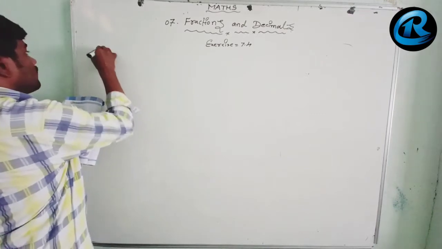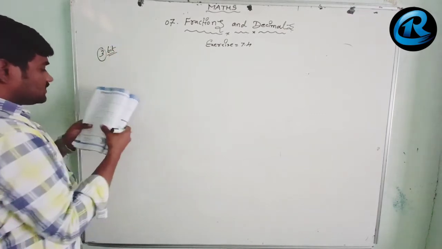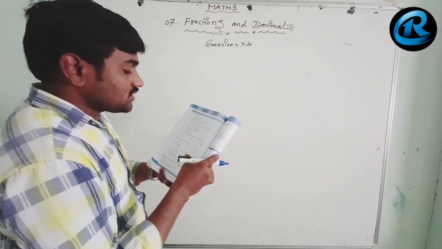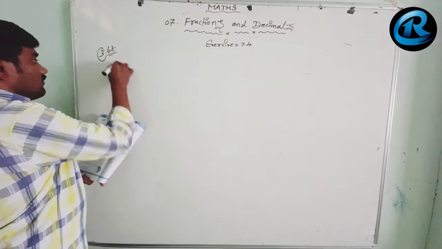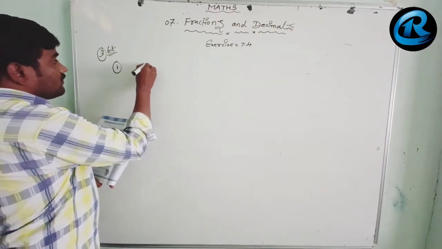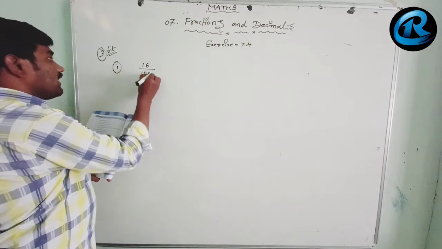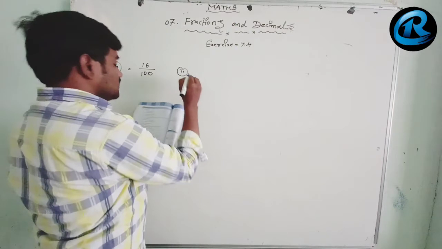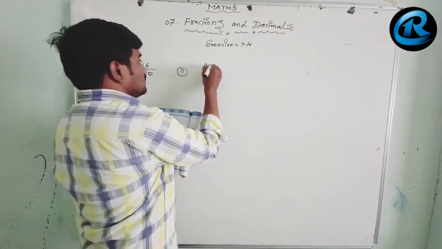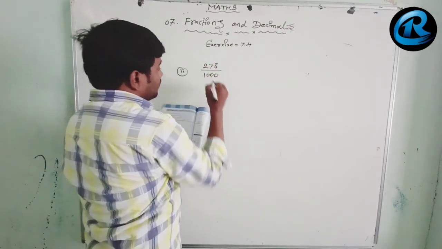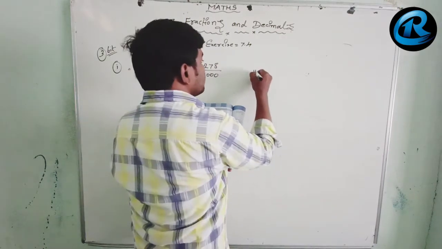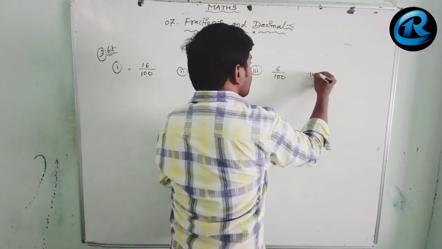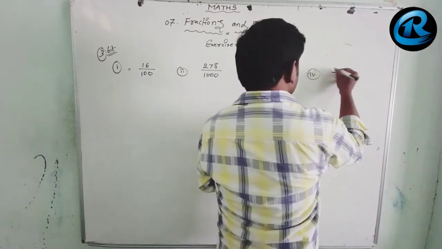Let's see the third bit now. The third bit is here: write the following fractions in the decimal form using decimal point. So we have to write in the decimal point form. 16 by 100, this we have to write in the form of decimal, changing fractions into decimal. I already told you when I gave an introduction about these topics how to change the fractions into decimals. So let us solve all of these at a time now.